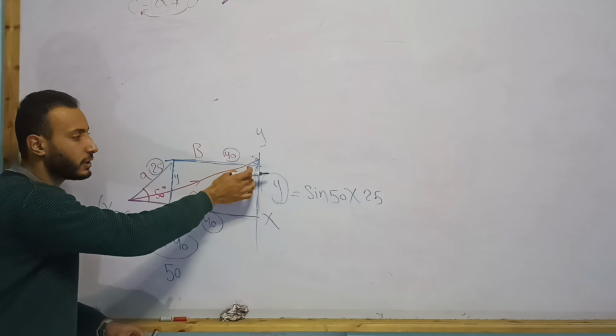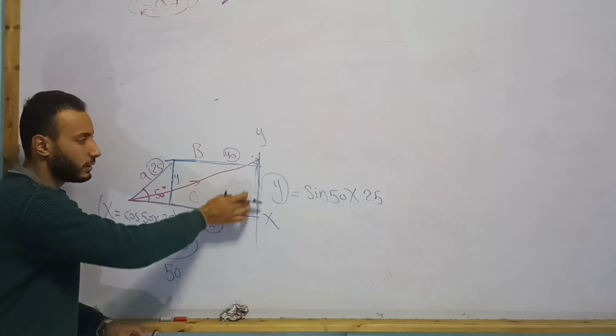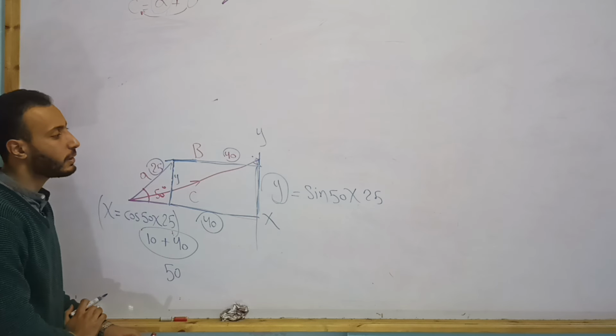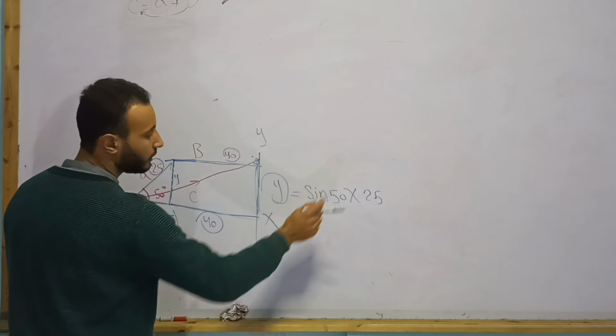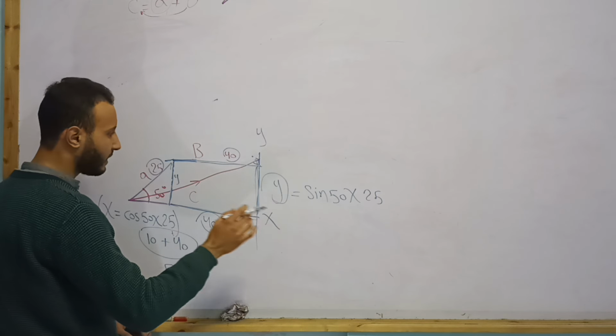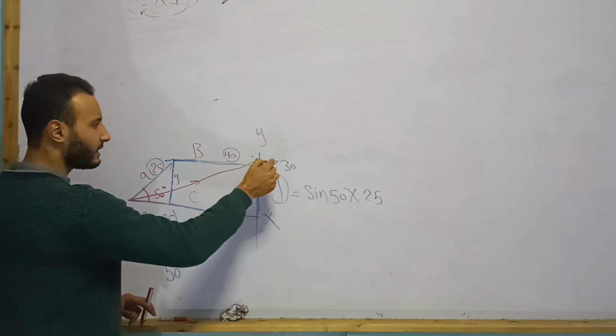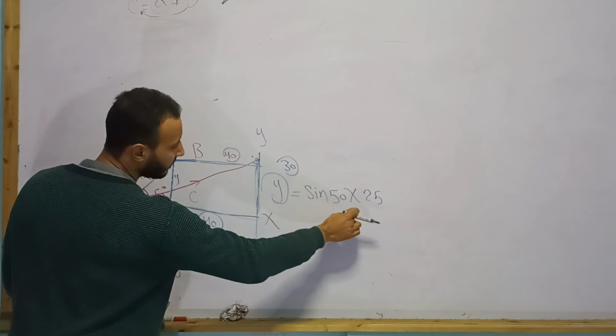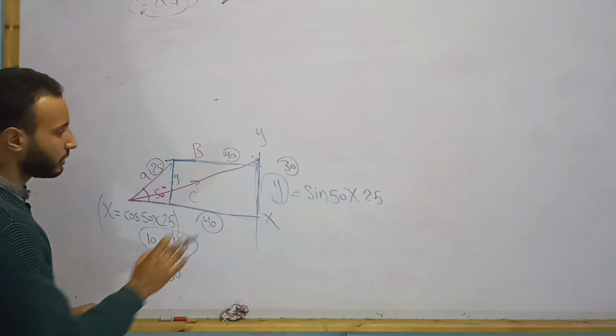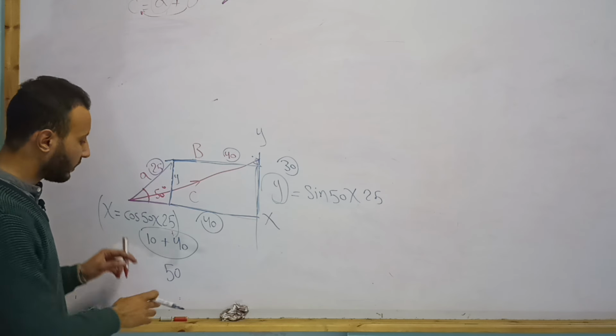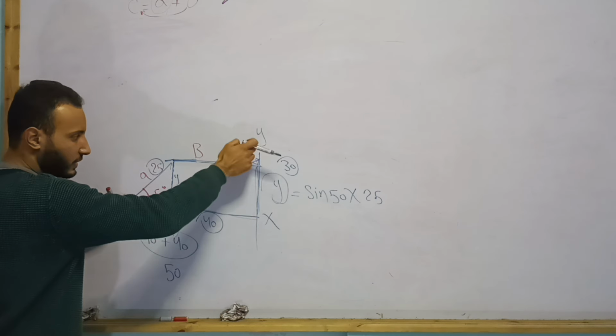Khalas. And this part is equal to what? This part is equal to sine 50 times 25. Say that this part is equal to 30. I don't have a calculator right now, so say it's equal to 30 by doing this equation on your calculator. So this part is 50 and this part is 30.